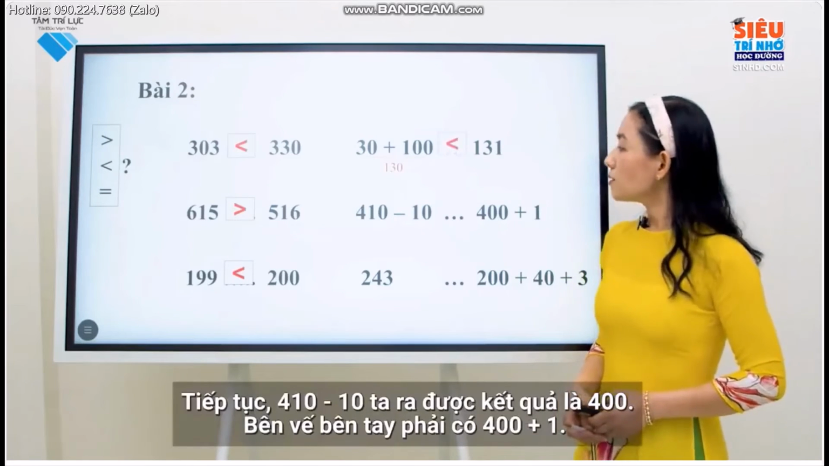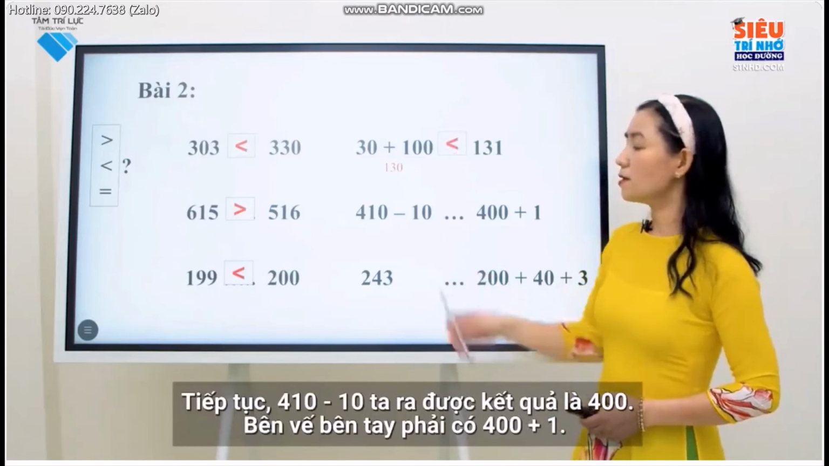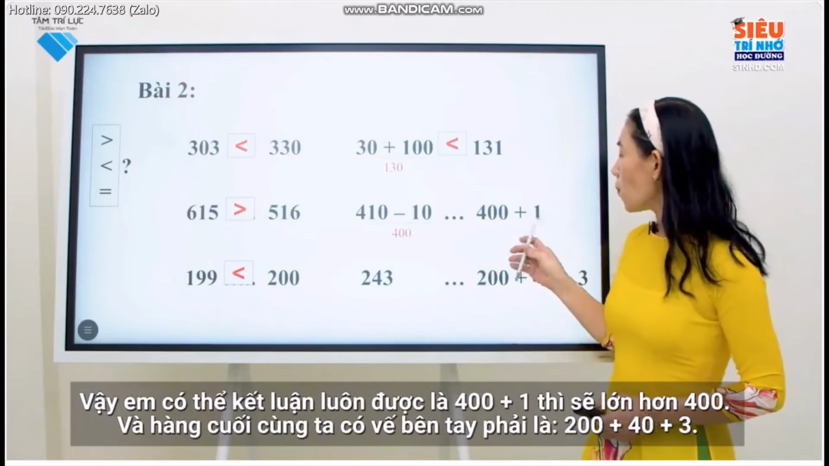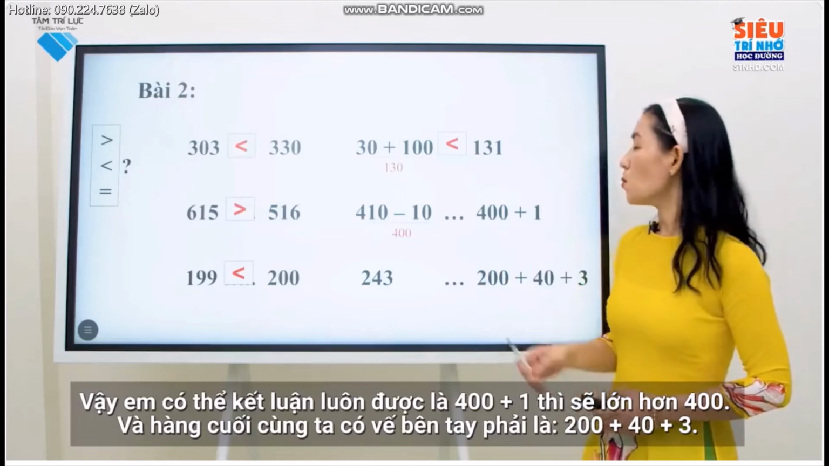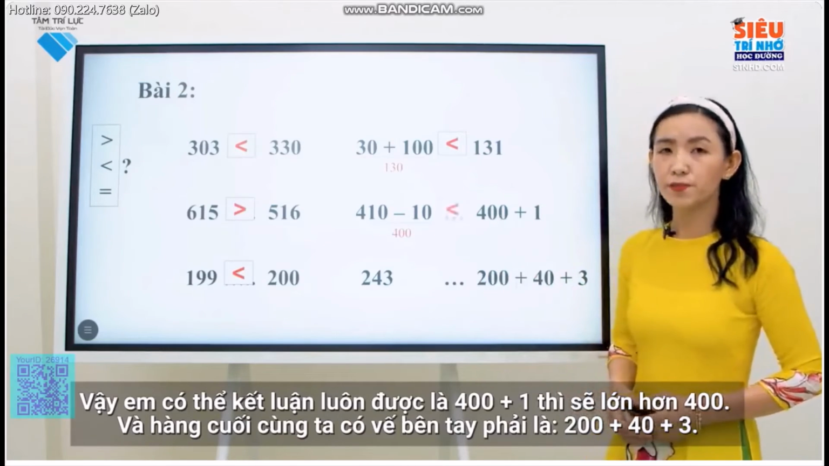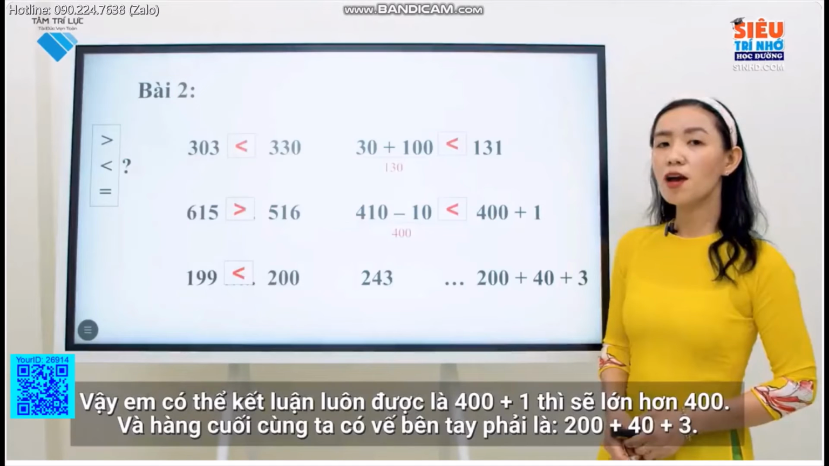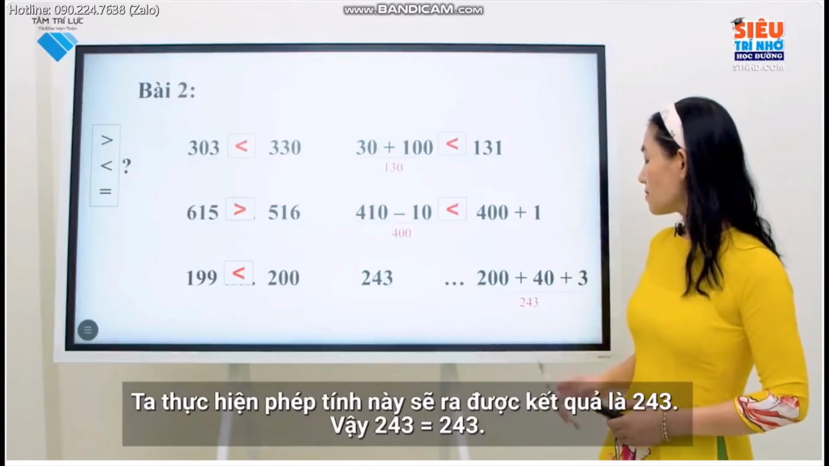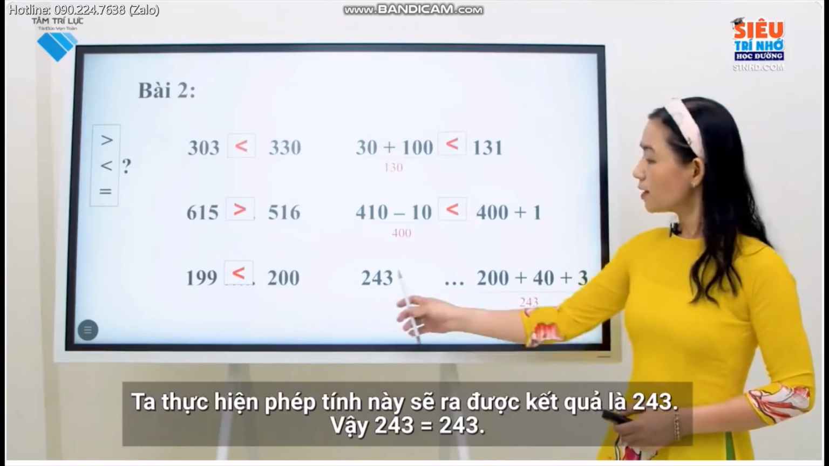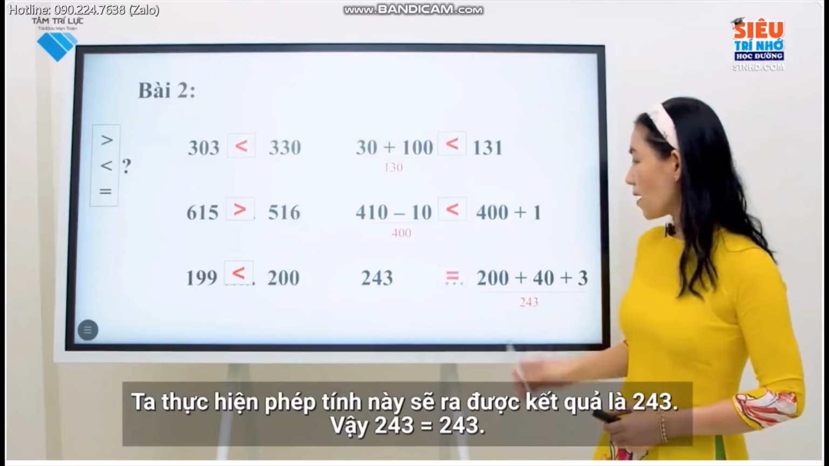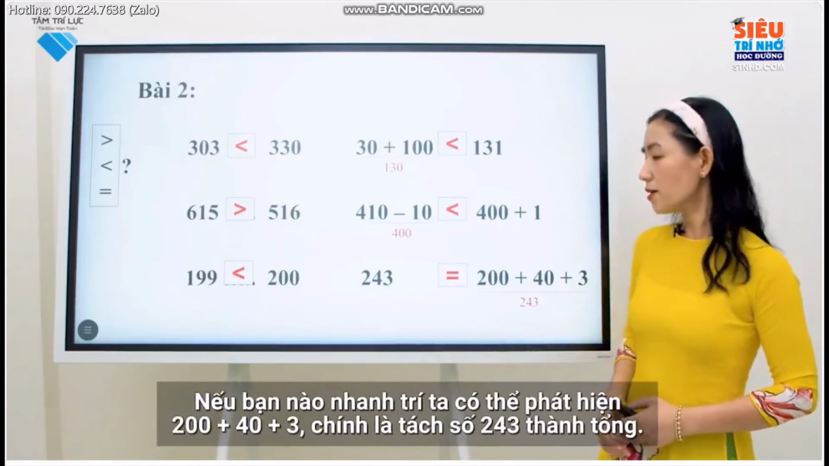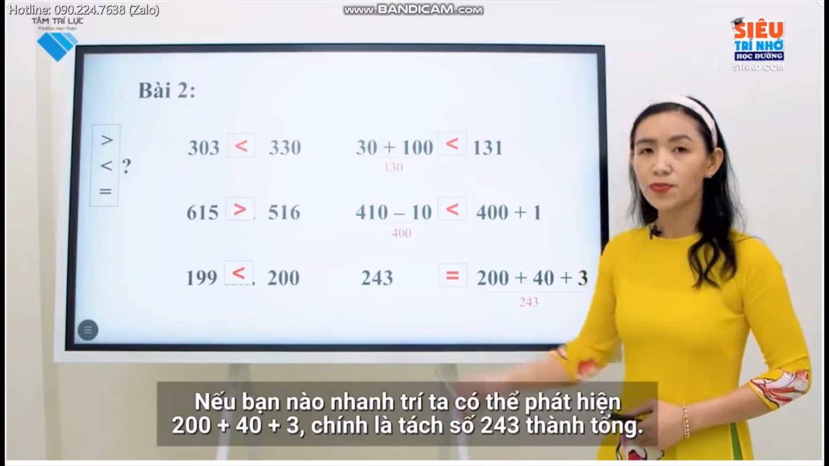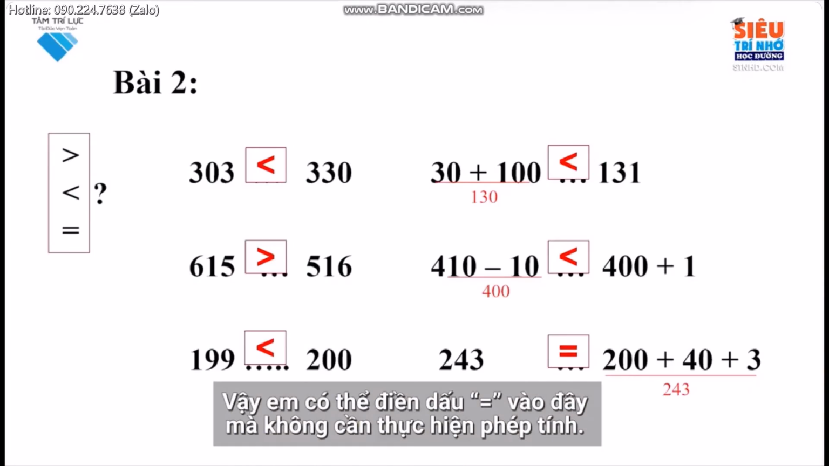Next, 410 minus 10 equals 400. On the right-hand side, 400 plus 1. So, we can conclude that 400 plus 1 is greater than 400. The last row we have 200 plus 40 plus 3. We do this calculation, the result is 243, so 243 equals 243. We find out that 200 plus 40 plus 3 is split from the number 243. So, you can fill in the equal sign here without calculating.